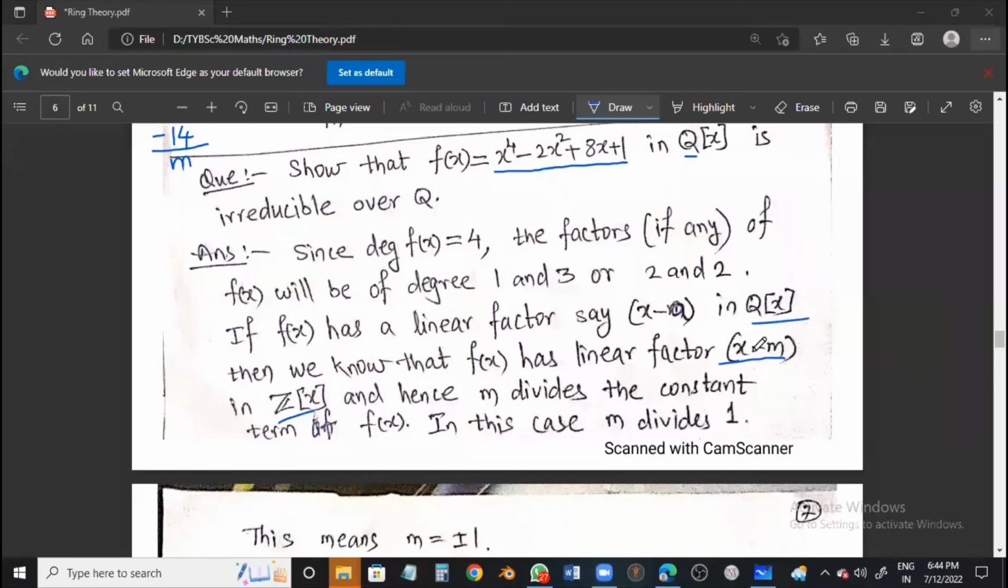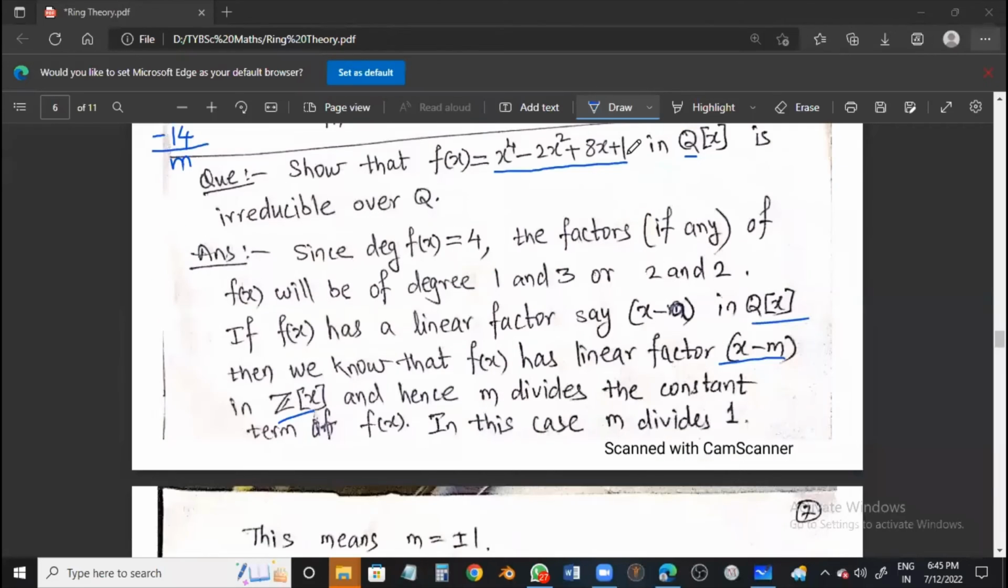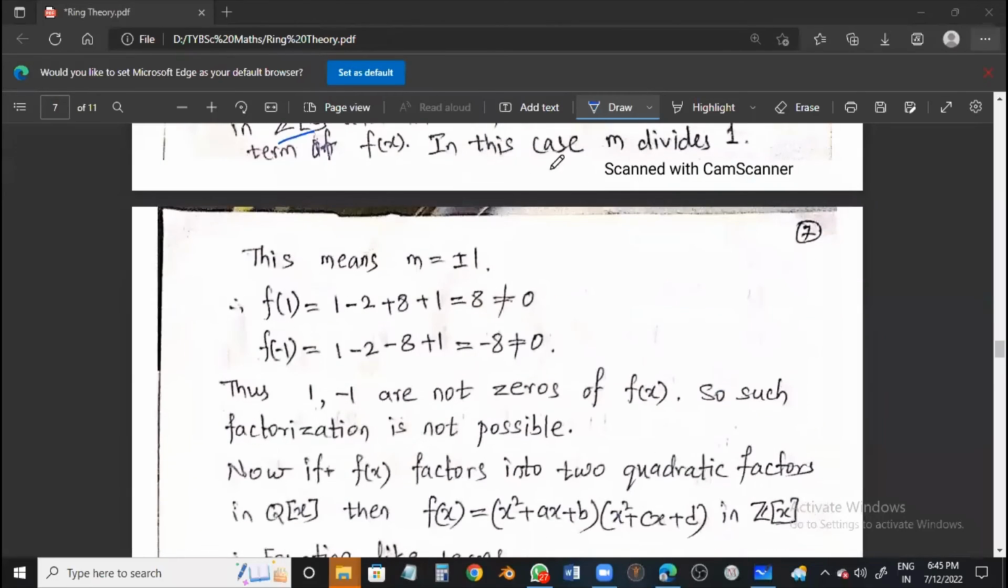Okay, so x minus m is a factor. That means m must divide the constant term, a naught. We just said that m divides a naught. What was a naught? The constant term. Here the constant term is 1, so m has to divide 1. What are the divisors of 1 in integers? Only 2 divisors are there, plus 1 and minus 1. So we have taken plus 1.